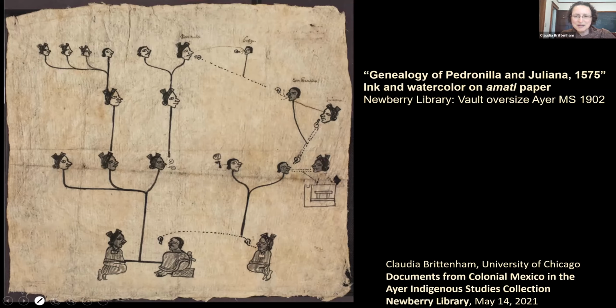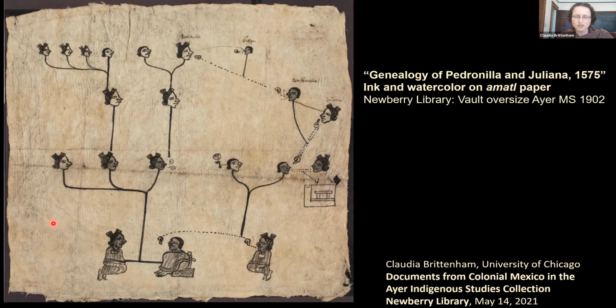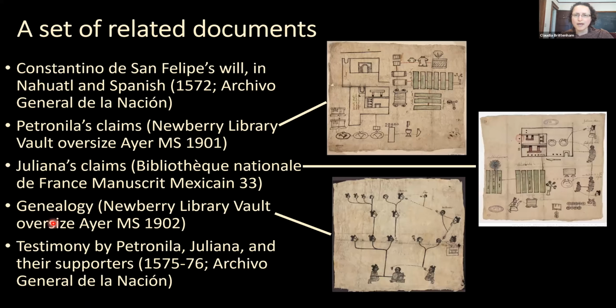Okay. So the document that I'll be presenting today, this genealogy of Pedronilla Francisca and Juliana Tlaco, is part of a suite of interconnected documents related to a lawsuit about an inheritance and property dispute that took place in the city of Xochimilco, just south of Mexico City, between 1575 and 1576. Unusually, we have actually 5 different documents related to this story, but because of modern collecting practices, they're separated in a lot of different repositories.